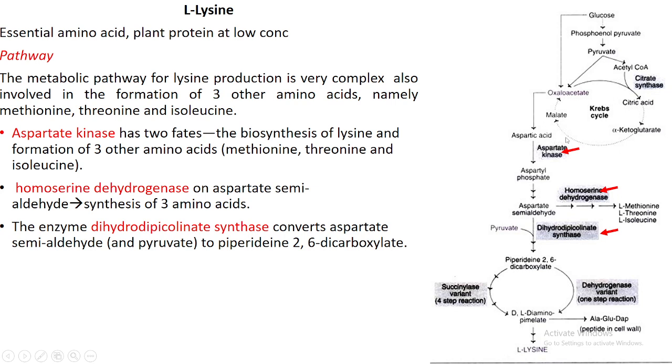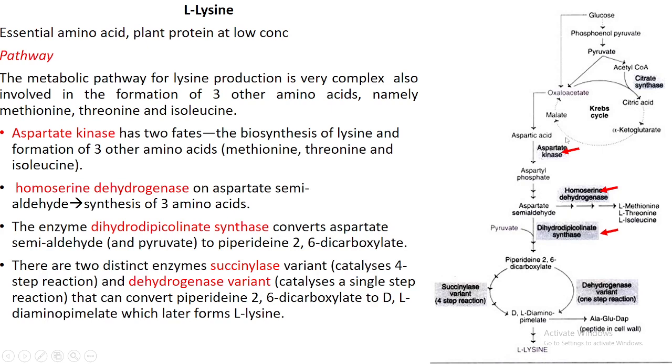Then finally, two other rate limiting enzymes are the dehydrogenase variant and the succinylate variant of enzymes. These two enzymes catalyze the conversion of piperidine 2,6-dicarboxylate into DL-diaminopimelate, which is a precursor for lysine. And the difference between these two enzymes is that the dehydrogenase variant is a one-step reaction for the conversion, and the succinylate variant converts it into the precursor in 4 steps.